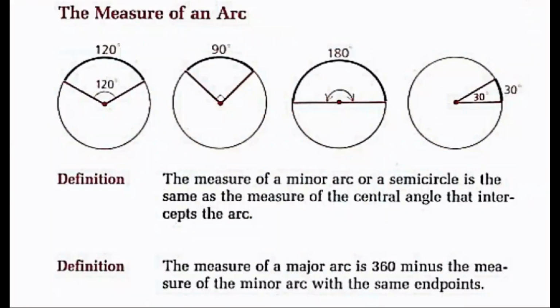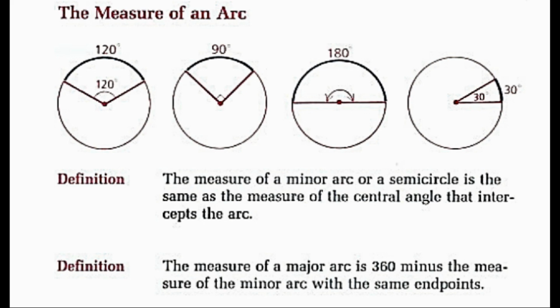Next, looking at the measure of an arc, the measure of a minor arc or a semicircle is the same as the measure of the central angle that intercepts the arc. Remember, if I intercept the arc, the angle has points that are the endpoints of the arc. Now, the measure of a major arc is 360 minus the measure of the minor arc with the same endpoints.